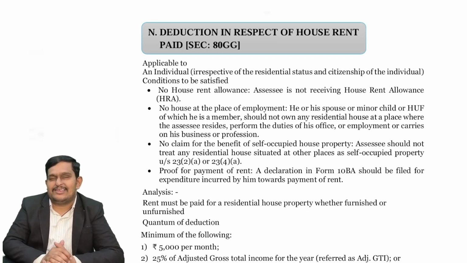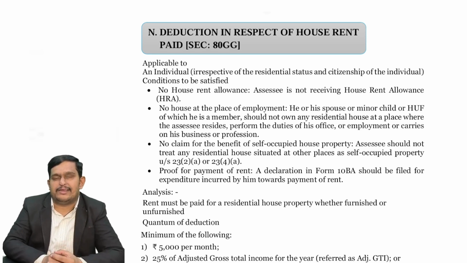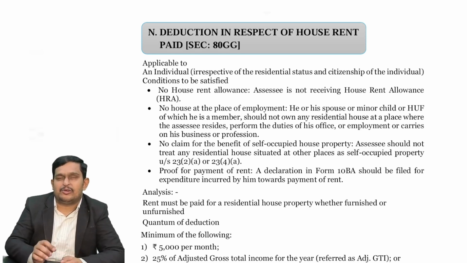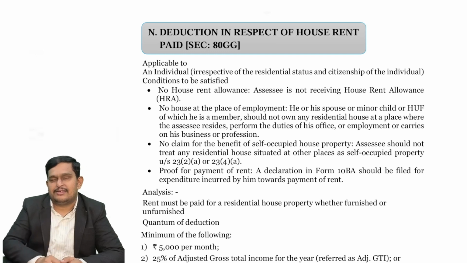Okay, start with 80GG. It talks about if you are paying rent of your residential house property and you are not in receipt of HRA, then where will you claim the rent as deduction? The answer is under section 80GG. So 80GG talks about deduction in relation to rent paid.